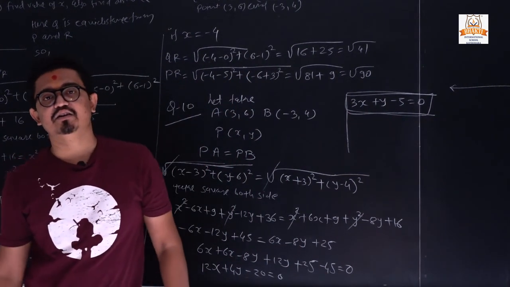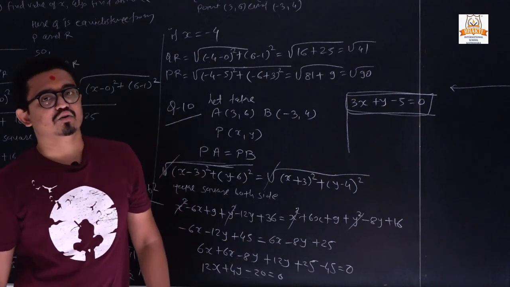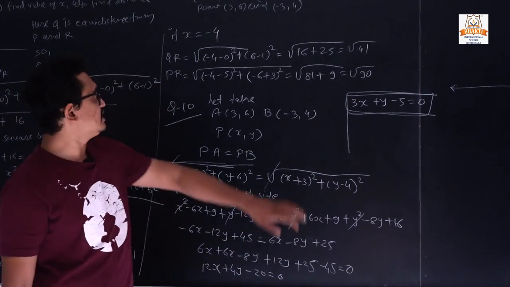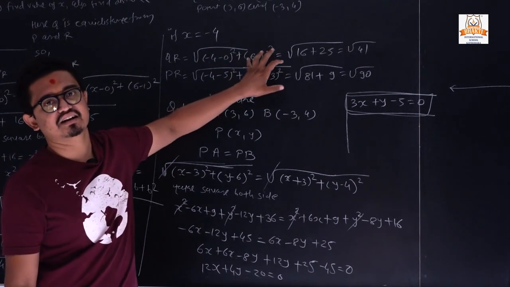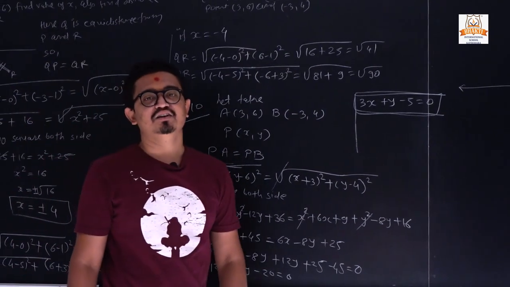So what is the relationship between x and y? It is 3x plus y minus 5 is equal to 0. So our exercise 7.1 is over, and it depends on this formula, x2 minus x1 all square and y2 minus y1 all square.